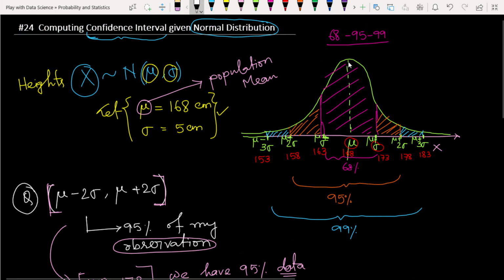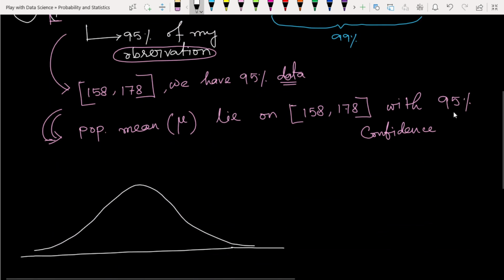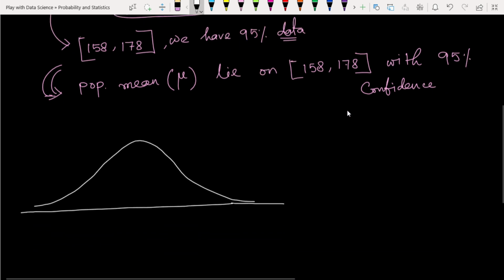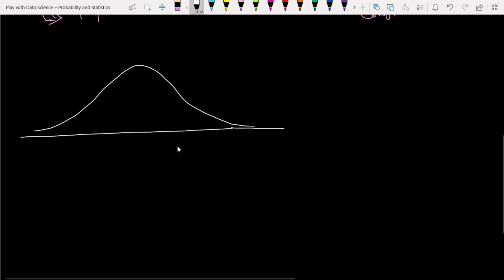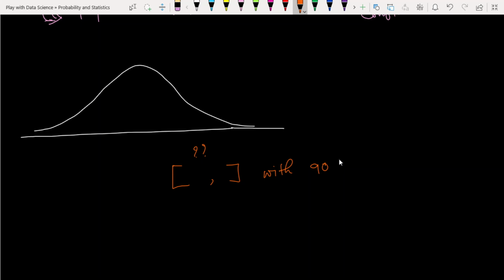But suppose we don't know it, and we are trying to find a different type of confidence. Suppose we are interested in finding a confidence of 90%. Means, what will be the interval with 90% confidence? What will be the interval with 80% confidence? What will be the interval with 70% confidence?